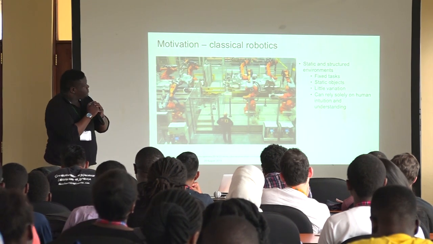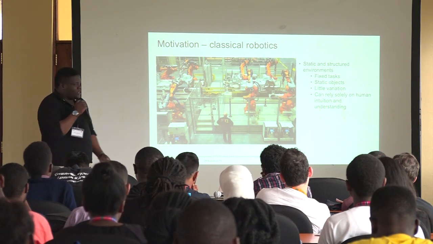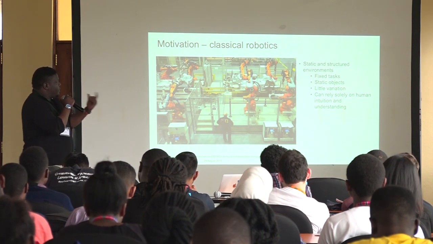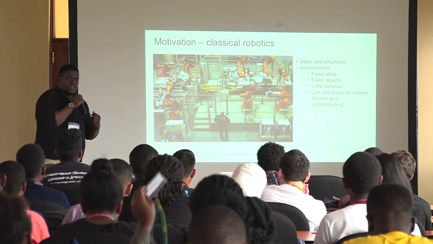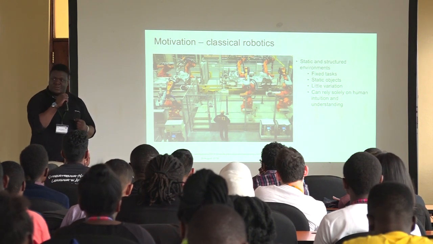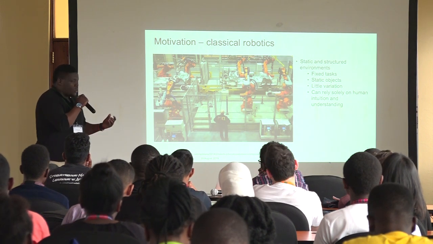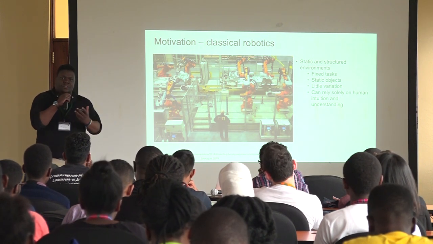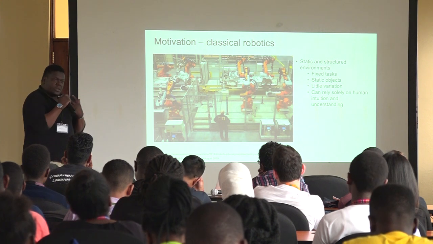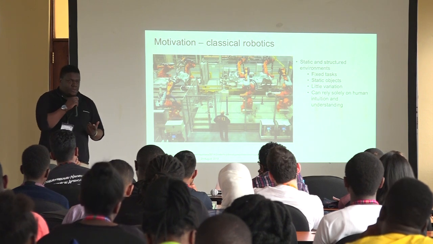So when you think about robotics over the past few years, you probably think of an army of robots in some factory performing simple repetitive tasks. This environment is fairly static and structured. Everything is designed around the robot, and the humans are sort of caged outside this environment. This consists of fixed tasks, steady objects, and very little variation of the tasks that the robots must perform. So this means we only rely on human intuition and understanding of the environment and the robot to design control policies for the robots to perform the tasks.